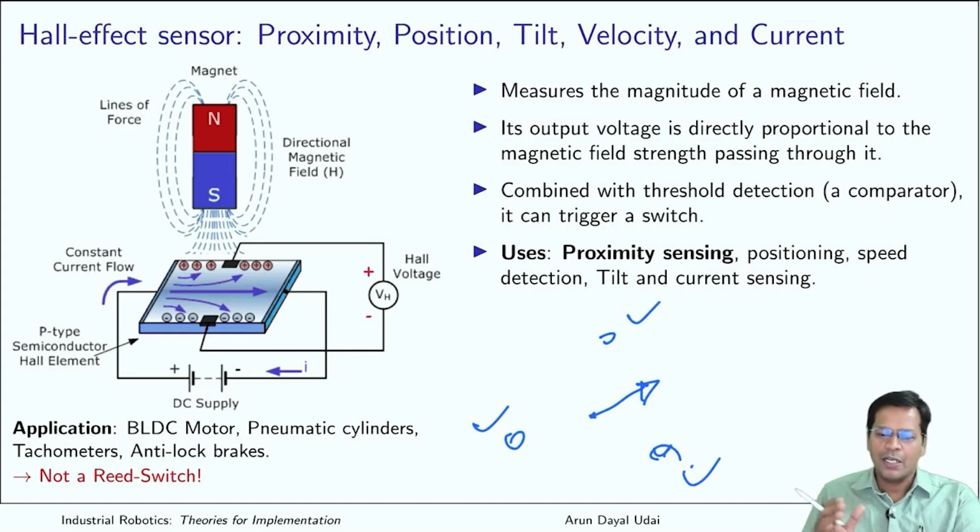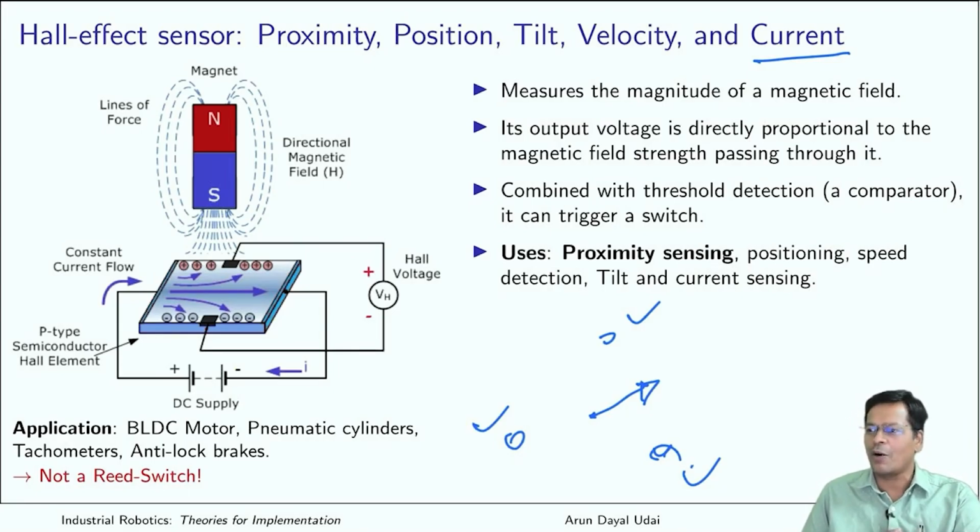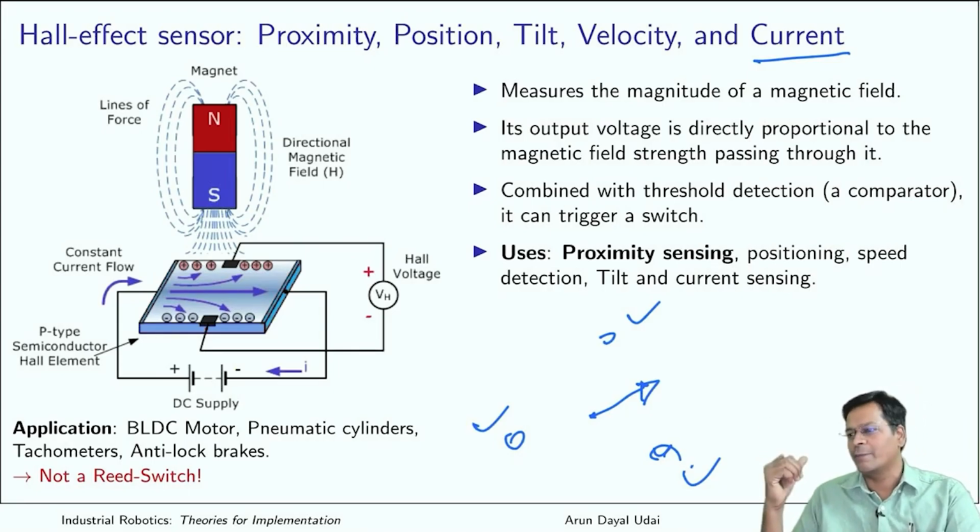So Hall effect is a multi-dimensional sensor which can be used to detect proximity, position, tilt, velocity, current. Okay, current is related to torque, so it can be used to detect torque. Once you can detect current, you can relate so many things, right? So it is a very useful sensor. It is very simple, and because it is non-contact in nature, hardly anything is there to get damaged. Okay, but there is a drawback, it has to be isolated.